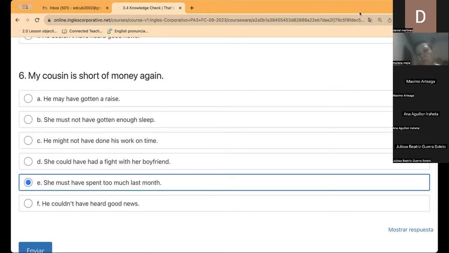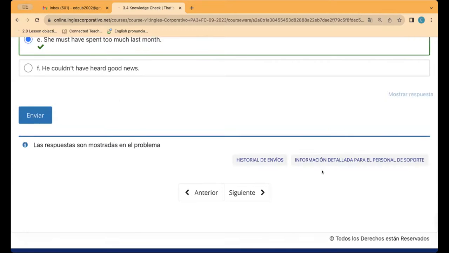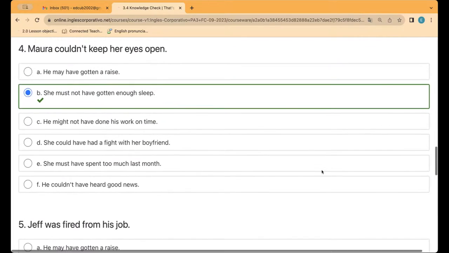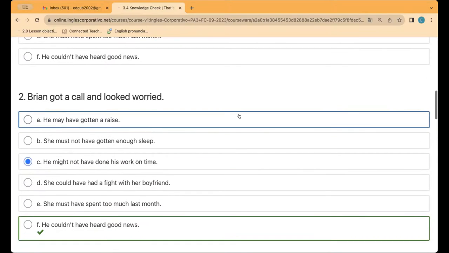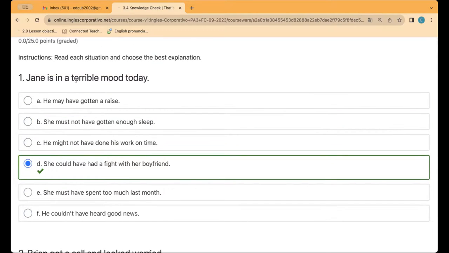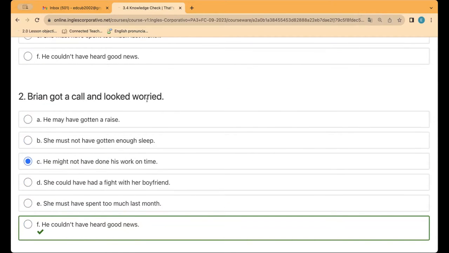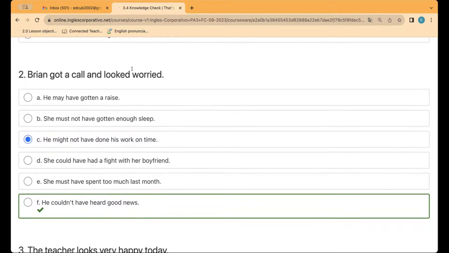Okay, great. Now we have a way to explain different situations, okay? All of those, as you can see, are correct. Very good ideas, except for right here, where we say Jane is in a terrible mood was correct, but Brian got a call and looked worried, okay? We say he might not have done his work on time, but probably better, he couldn't have heard good news.